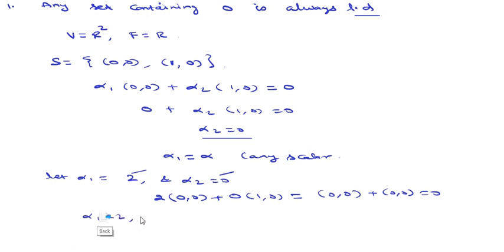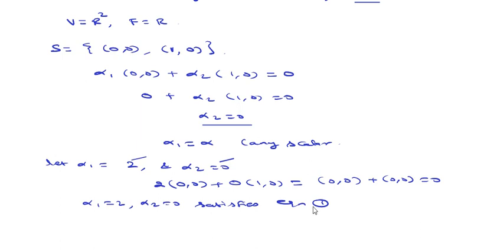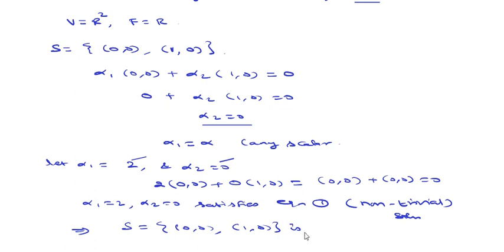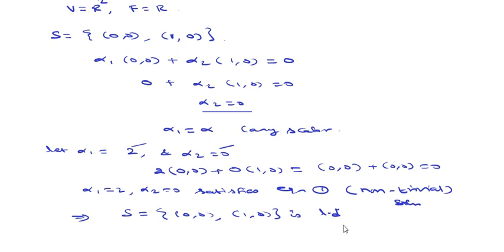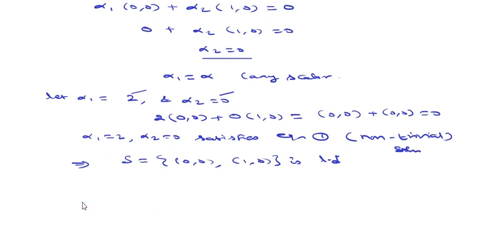So alpha 1 equal to 2 and alpha 2 equal to 0 satisfies equation 1. So here the solution is a non-trivial solution. Therefore, this implies the set S equal to {(0, 0), (1, 0)} is linearly dependent. It is not linearly independent, so it is linearly dependent.